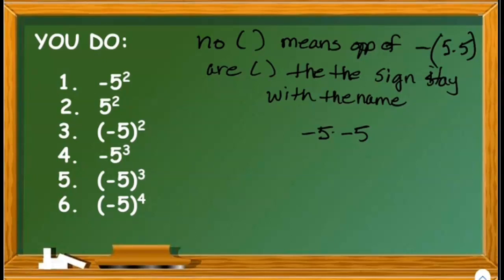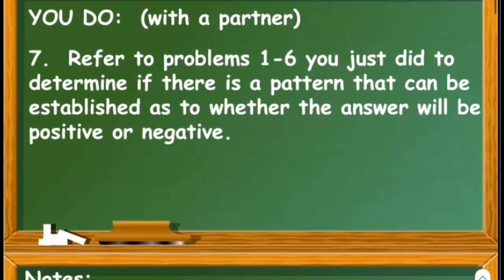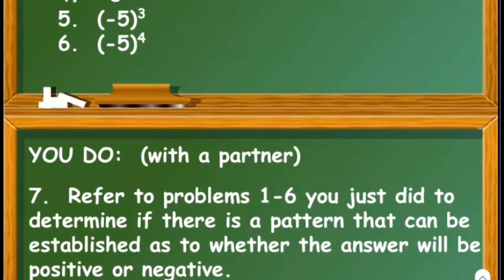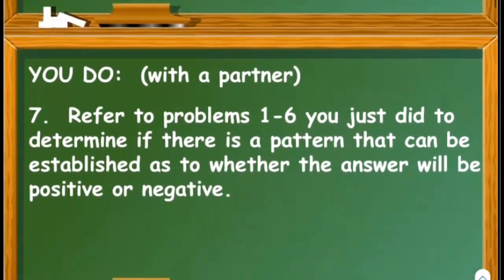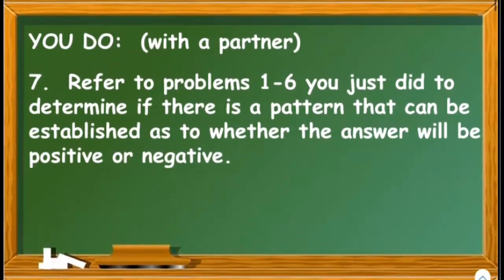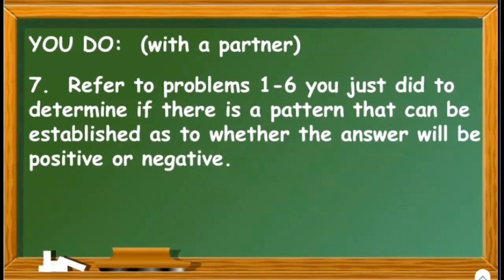You need to do 1 through 7, okay, 1 through 7. And especially the number 7, which is what I just asked you to do. And we're going to talk about this with a partner, so you come up with your own pattern that I asked you about earlier, and then you're going to discuss it with a partner and see if you guys agree.